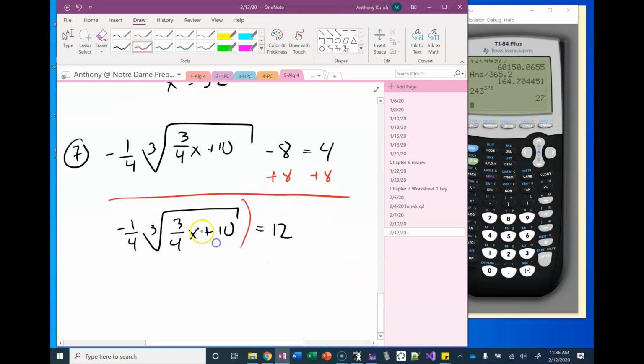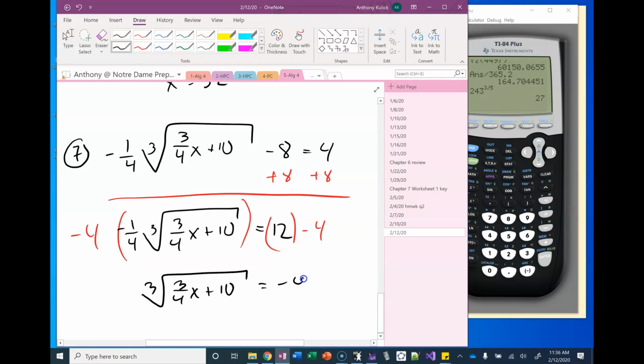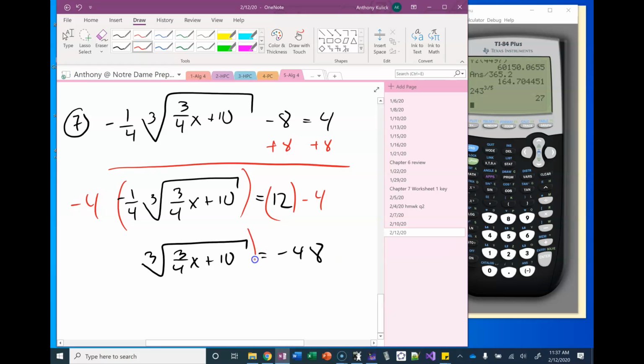Right, dividing by negative 1/4 is the same as multiplying by negative 4. So I'm just going to write it that way. It's a little bit cleaner looking that way. So there's that. Okay. And then what do we want to do? Cube both sides. So the cube is going to cancel the cube root.